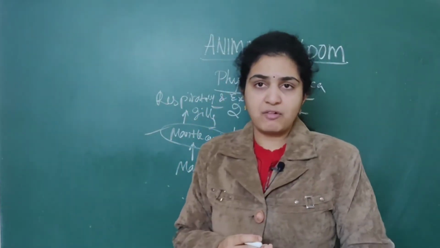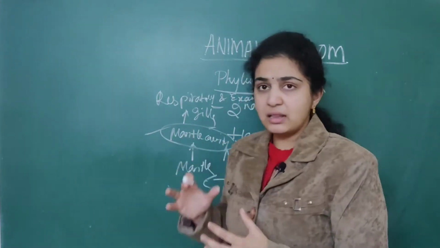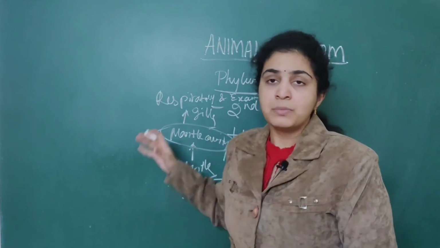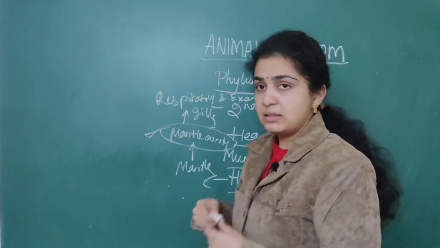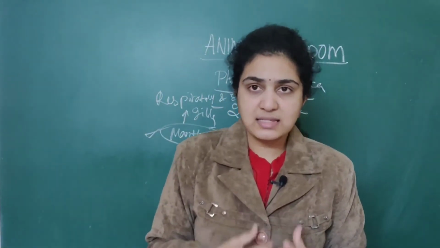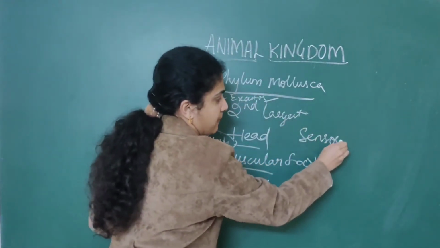These gills play a very important role. They are present in the mantle cavity. So these only play a very important role here. Then the other one: the anterior head region has sensory tentacles present.